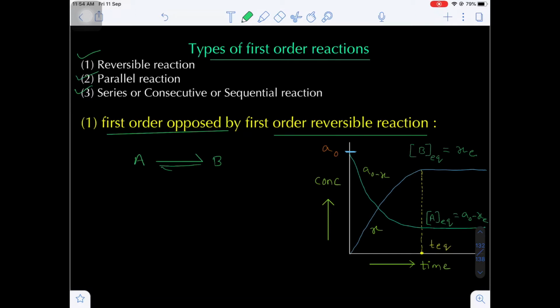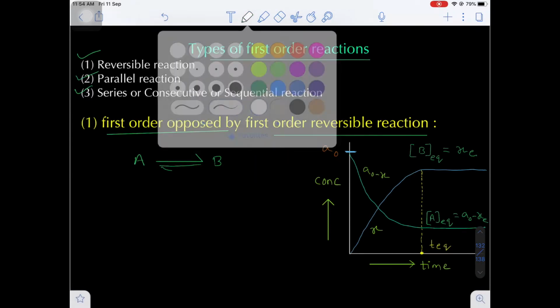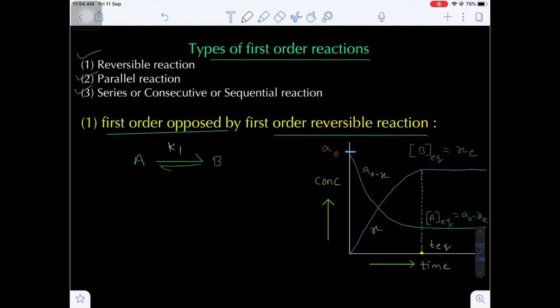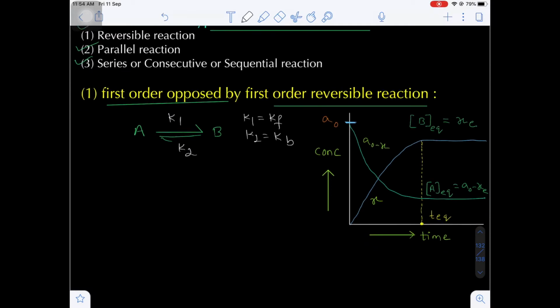Now let's consider the rate constant for first order kinetics in the forward direction as K1 and in the backward direction as K2. Are you getting my point? We take K1 as the rate constant for the forward reaction and K2 as the rate constant for the backward or reverse reaction. Let's suppose initially, in the beginning, we have only reactant A. Let's assume there is no product in the container. Only reactants are present initially.